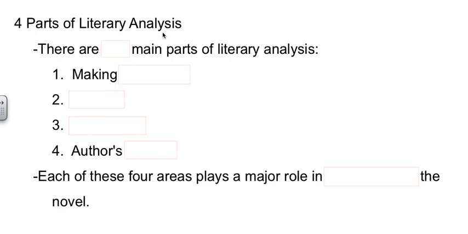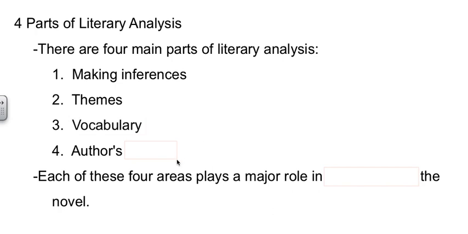All right, today's lecture is the 4 parts of literary analysis. As you can probably tell, there are 4 main parts of literary analysis that we're going to talk about. The first one is making inferences, and we'll talk about what an inference is and how you make them. The second part is themes. The third part is vocabulary. The fourth part is author's choices.